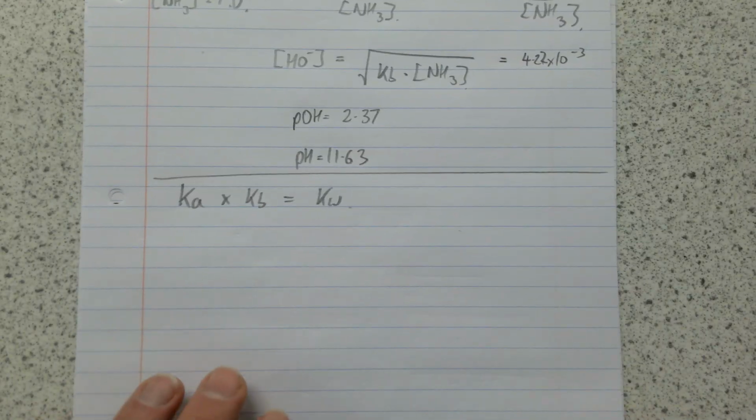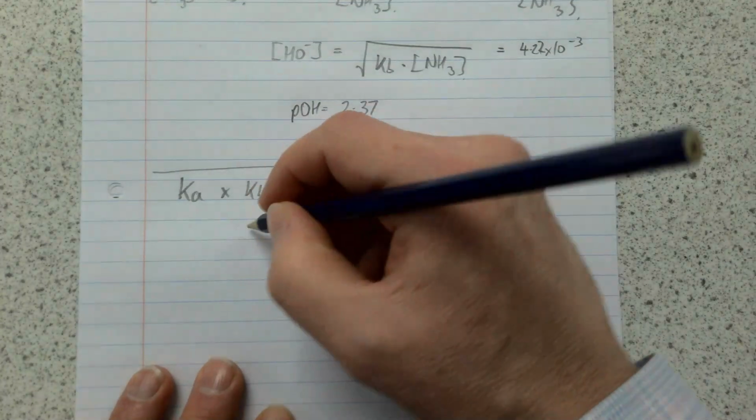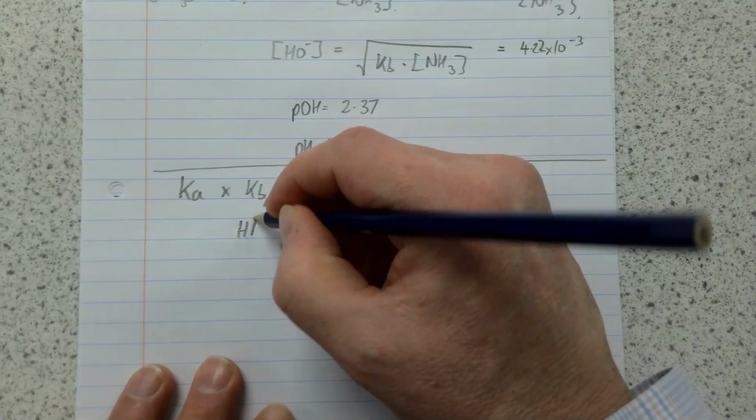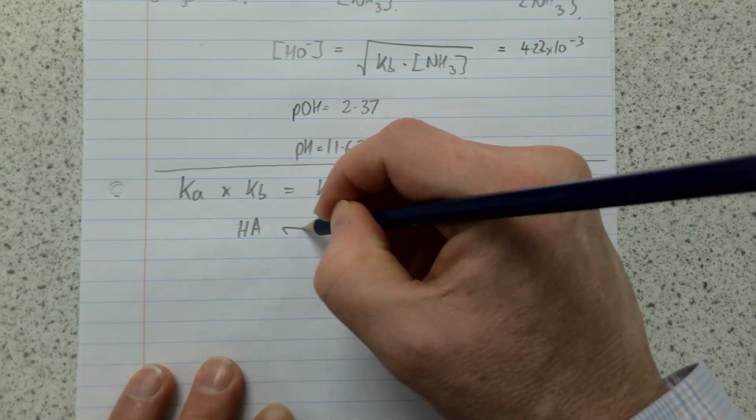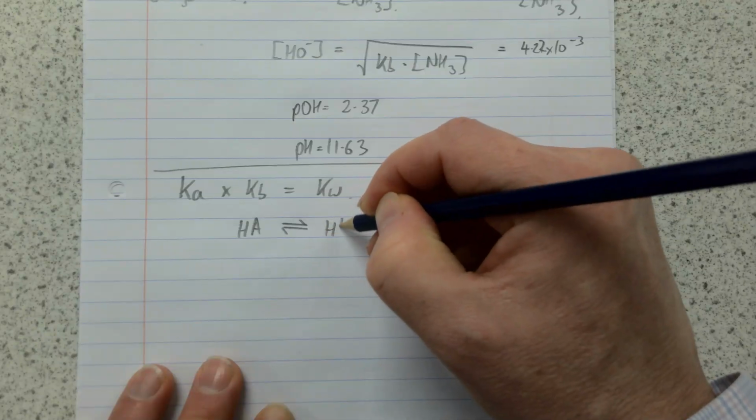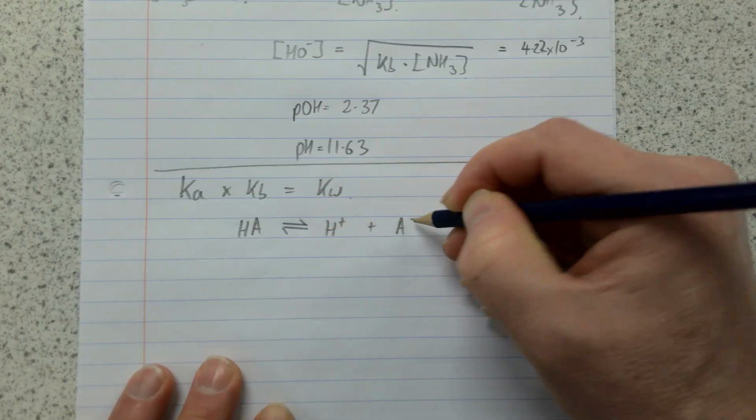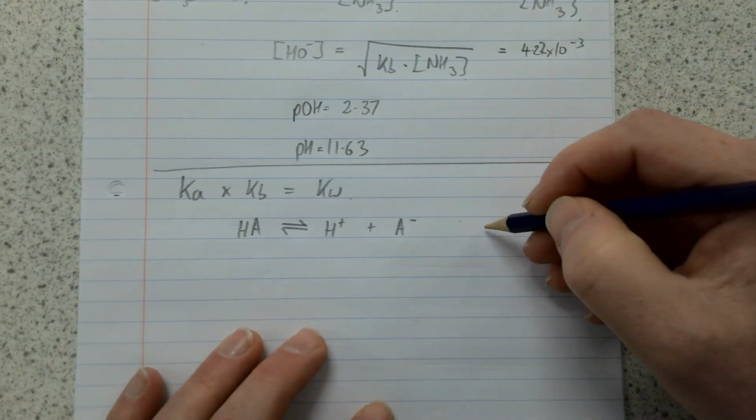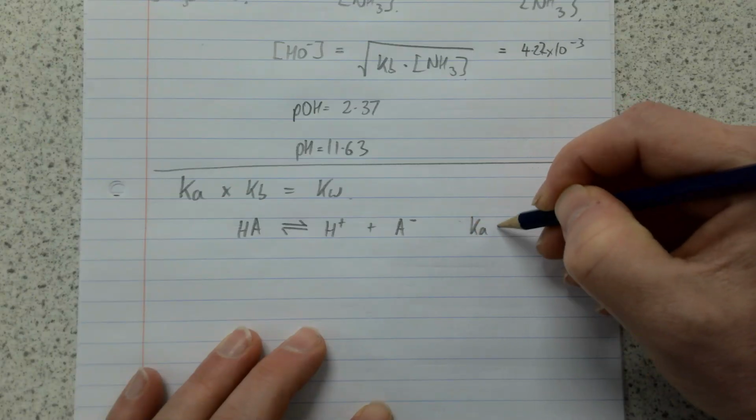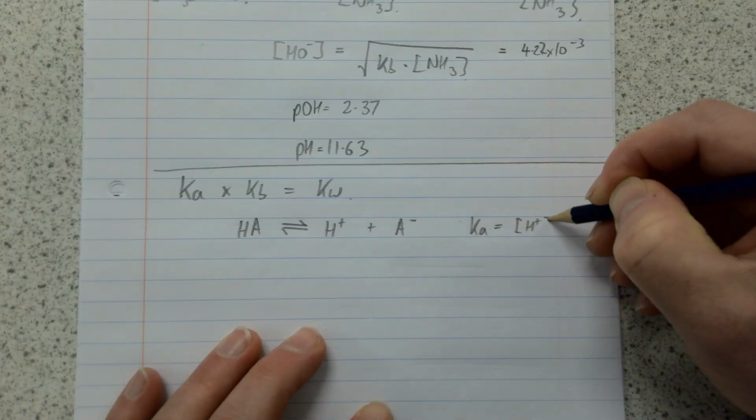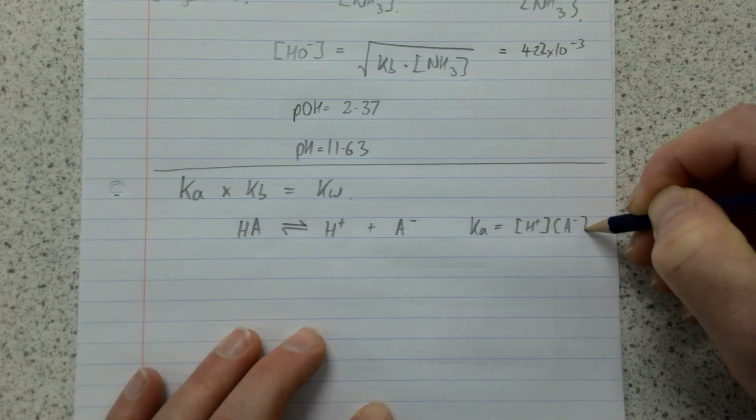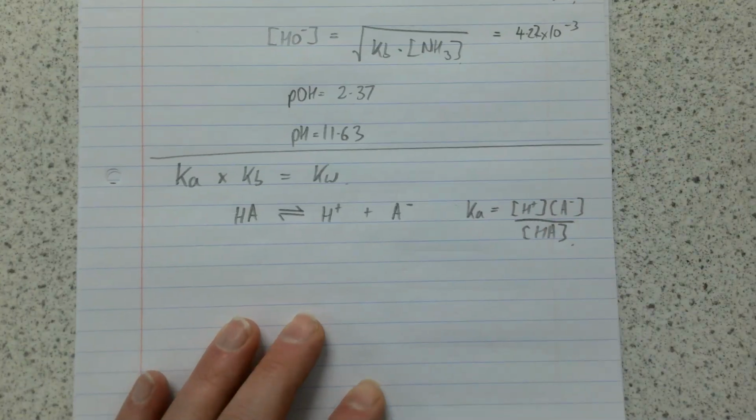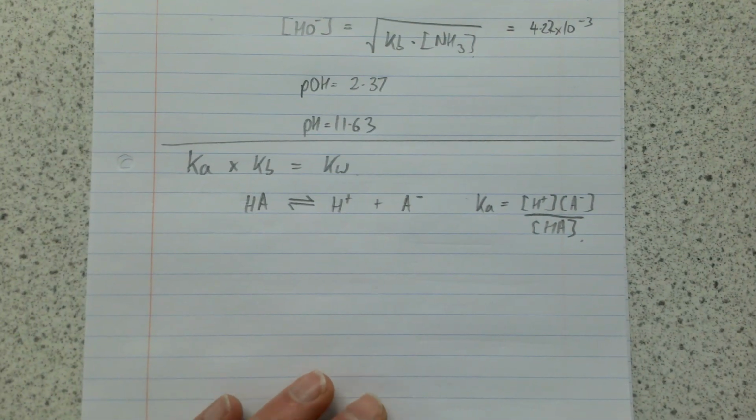If we've got a weak acid, and I'm going to use a generic example, and you'll see this in questions, a weak acid can break apart to give its conjugate base and H+. We can say the Ka for that is equal to H+ times A- over HA. I've got this on some slides which I'll share with you as well, by the way. People often find this kind of tricky.